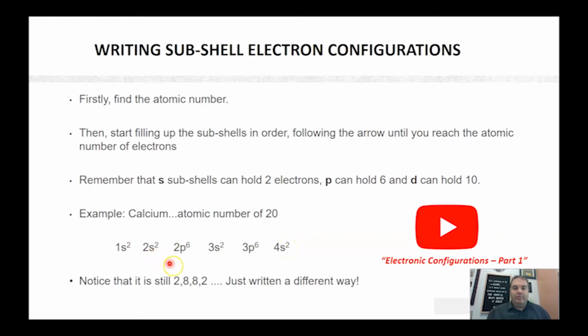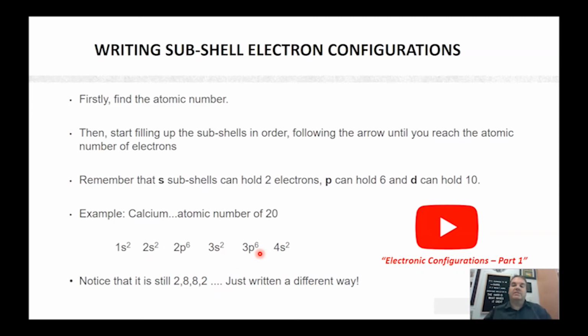If you look at the number in front, in the first shell there are 2 electrons, which is what we had before. In the second shell there's 2 plus 6, which gives us 8. In the third shell there's 2 plus 6, which gives us 8. And in the fourth shell there are 2 electrons. If you did this the simple way, calcium is in group 2, so there are 2 electrons in the outer shell, and it's in period 4, so there are 4 electron shells. So 2, 8, 8, 2 is exactly what we've done here. We've just broken it up into those subshells.